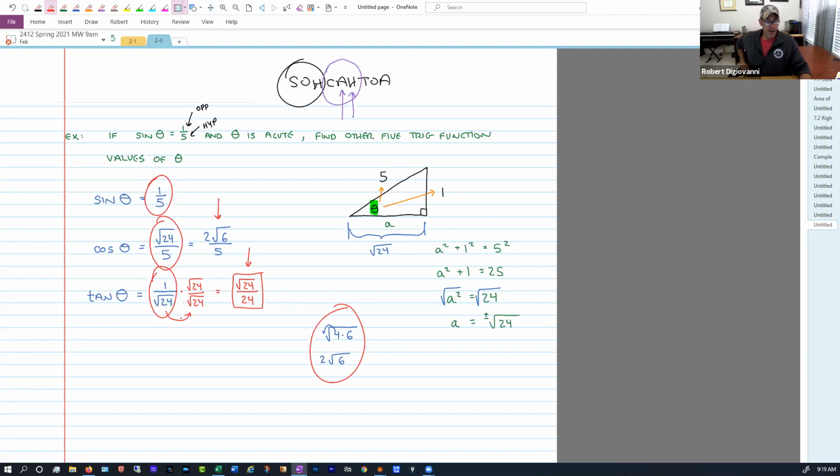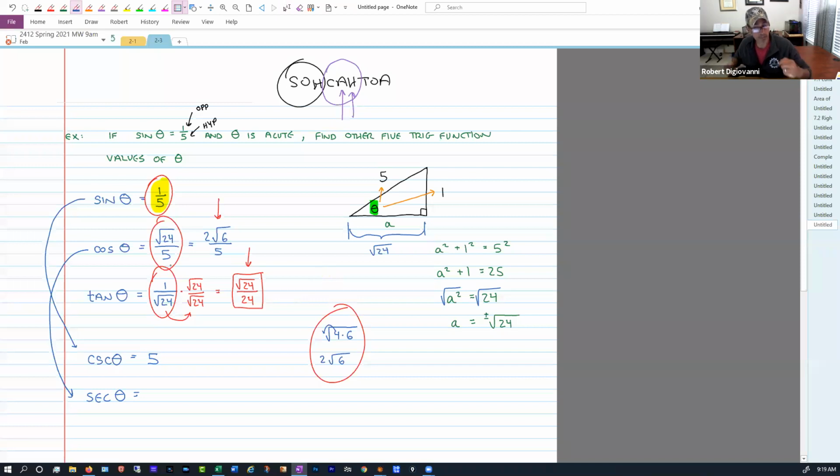Okay, thank you. Okay, so now the next step is for us to come up with the next 3, right? So we have the first 3. Now let's do the next 3. The next 3 are just the reciprocals of these. So I'm going to start with the reciprocal of sine. The reciprocal of sine is cosecant. So all I'm going to do is take this fraction here in yellow and flip it over. And so I just get 5 over 1, which is 5. And then for cosine, the reciprocal of that is secant.